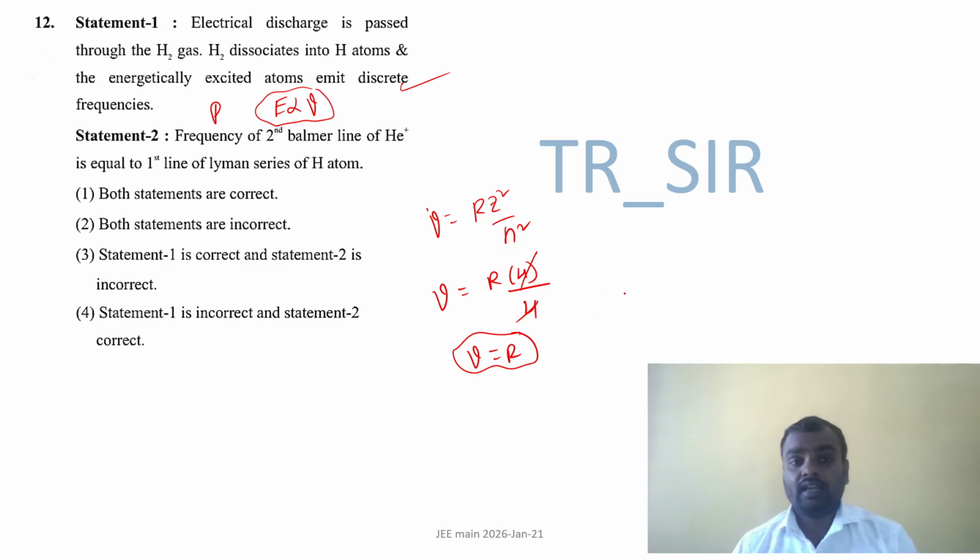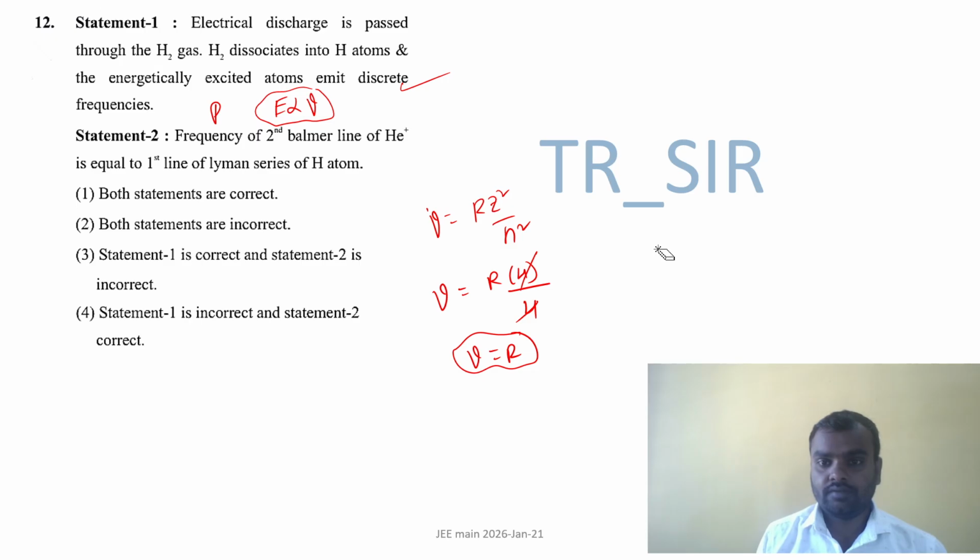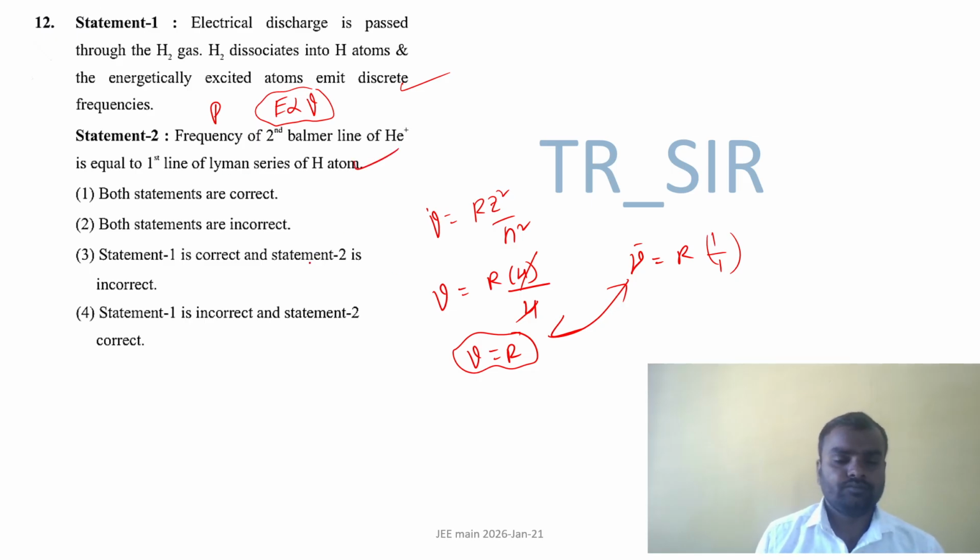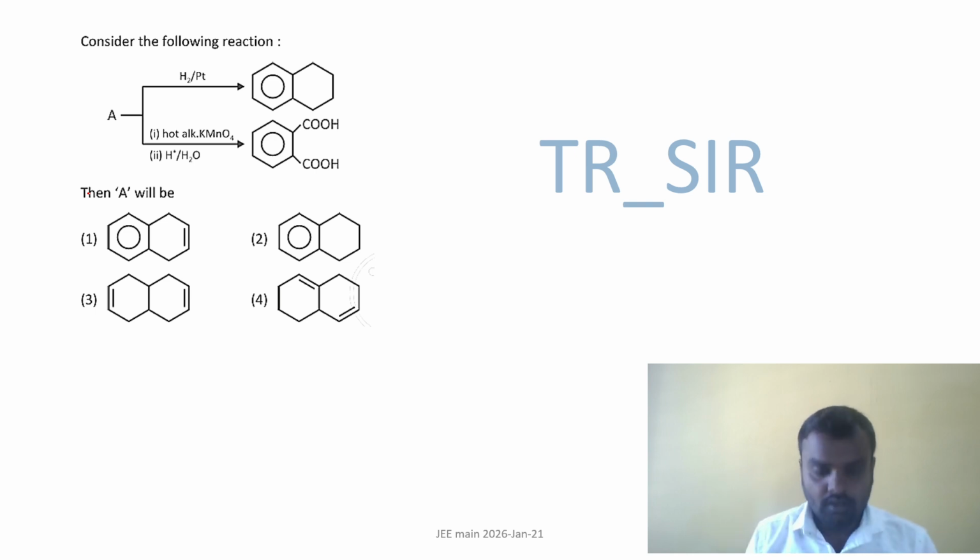Now find the Lyman series first line of hydrogen atom. Frequency is equal to R, Z square how much? 1. First line, 1. So both are equal, right? That means statement 2 is also right. Both are correct statements, that is option 1. Question number 12 is completed.